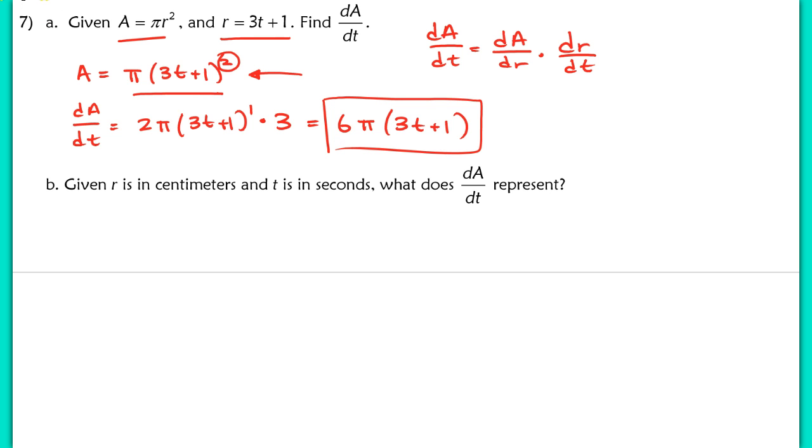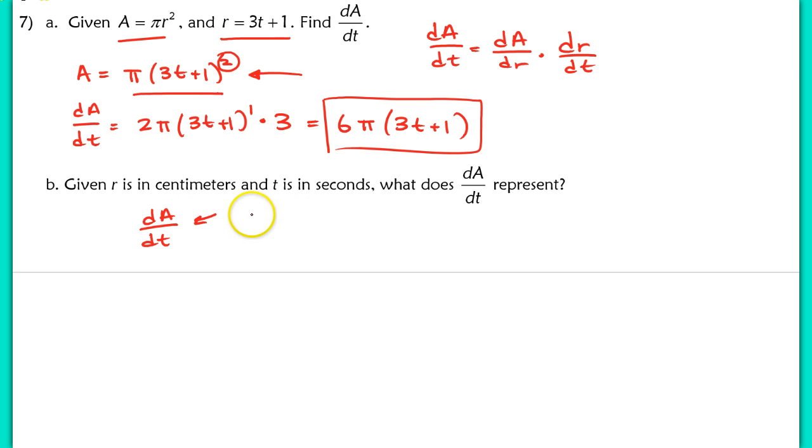Now in part B, it says that given r is in centimeters and t is in seconds, what does the derivative of A with respect to t represent? So if you go back to the original equations here, I didn't mention this right away, but obviously A equaling pi r squared, that's simply the area of a circle, and r equaling 3t plus 1, this is the radius with respect to time. So as time increases, the radius will increase. So dA/dt represents a rate of change, okay? This is always going to be a rate of change.